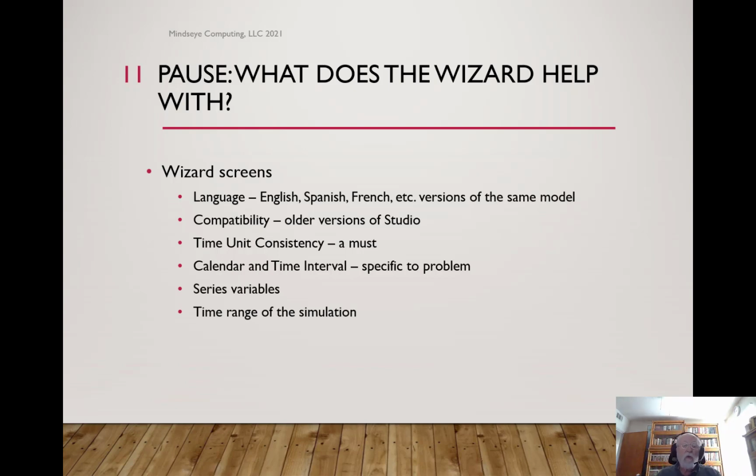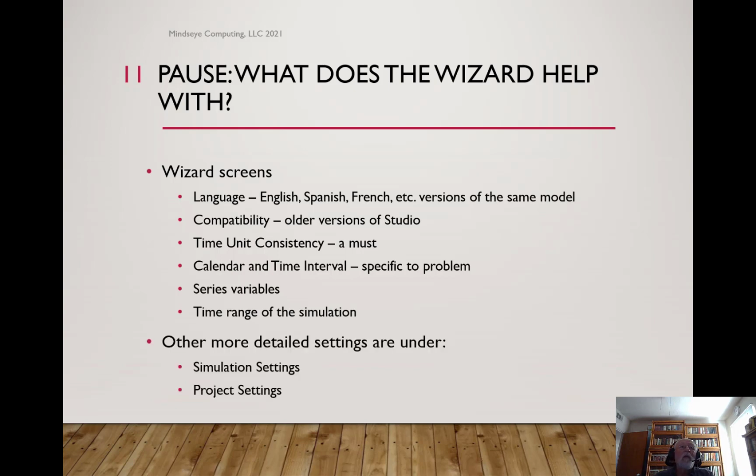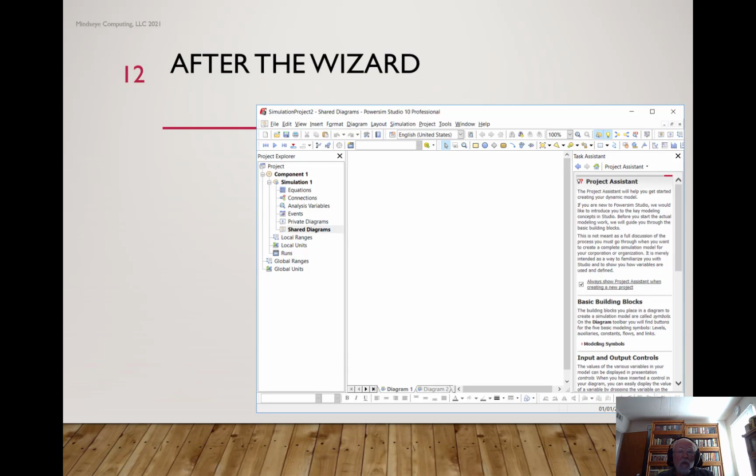Whether or not you want to use series variables, which if you know Vensim is very similar to Stella. And then you can set up your time range of the simulation, from 1 to 100 time steps, from June 9th, 2021 to June 9th, 2100, for example. Okay? And there are even more detailed settings. You can dive down deeper beyond the wizard to change simulation settings and project settings.